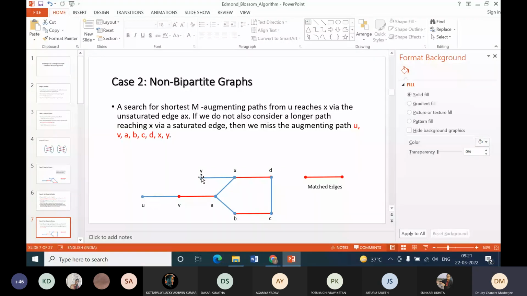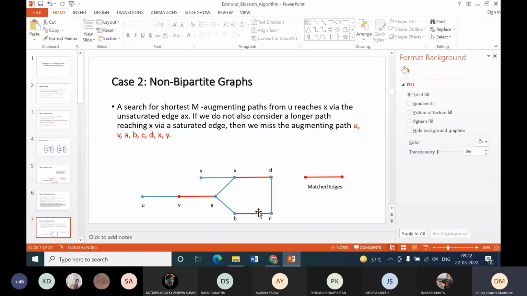Okay, so any vertex on the odd cycle can be reached from an unsaturated vertex through some alternating path of opposite parity. Okay, so that is why one may miss the augmenting path if we go by a shorter path. So UVAXY, in that case you couldn't find an augmenting path, whereas actually it exists.